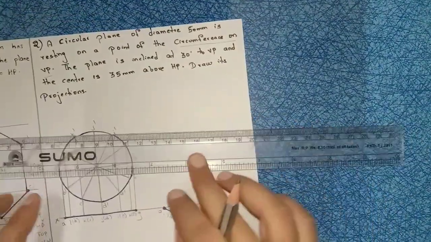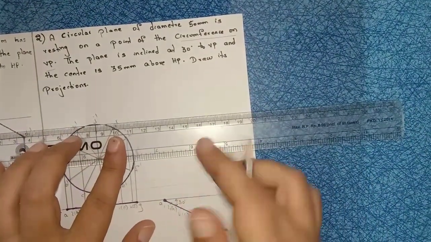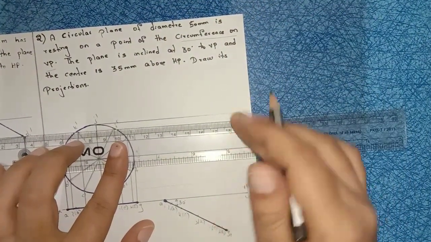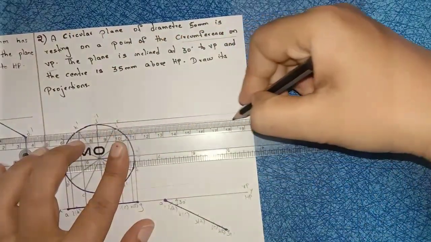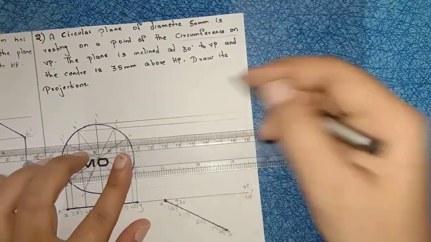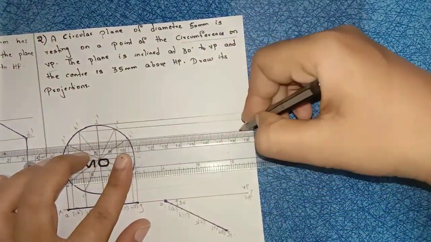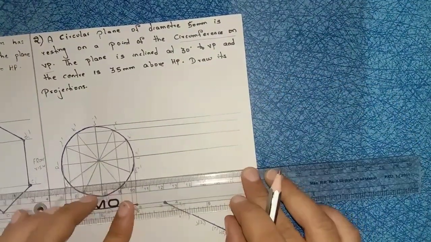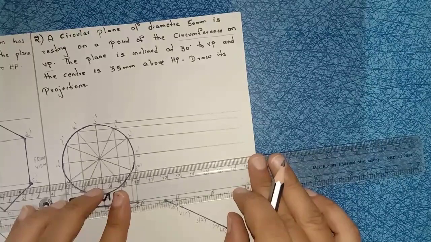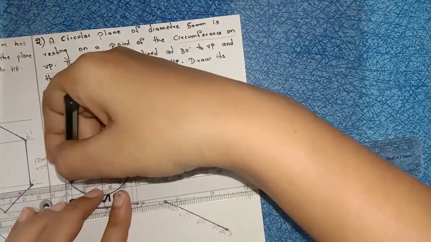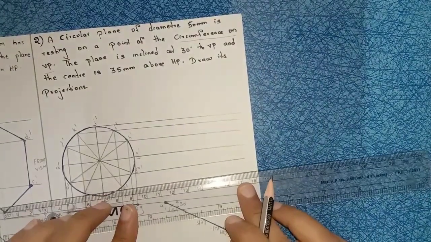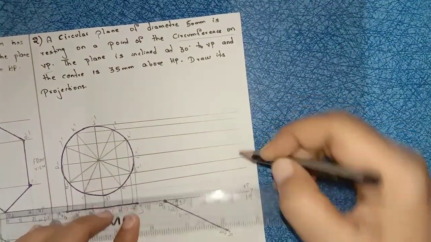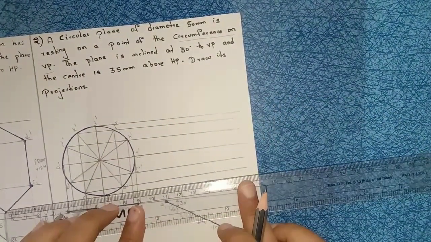Right? After that, from all the points on the circle I should draw the horizontal lines: from J dash, from K dash and I dash, from L dash and H dash, right, again from A dash and G dash, from B dash and F dash, from C dash and D dash.